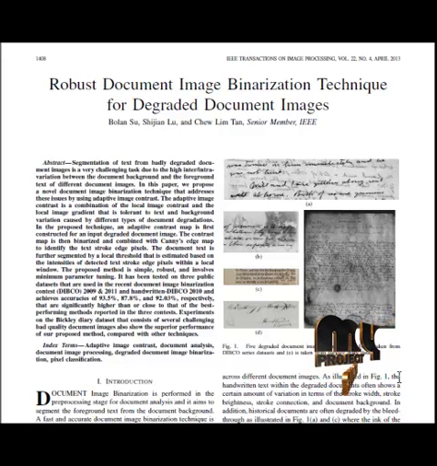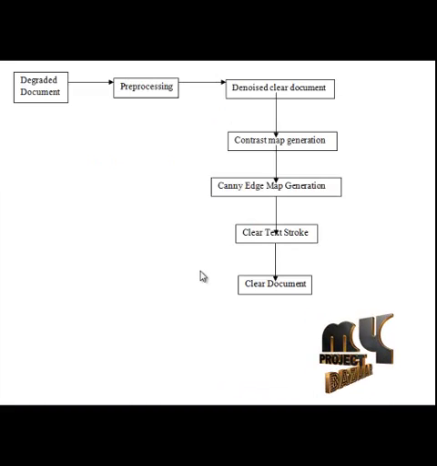For post-processing, we are using a mean filter, which filters the input document image so that the image will be clear and the text strokes in the documents are well identified. Let me see the flow of the process: robust document image binarization technique for degraded document images.